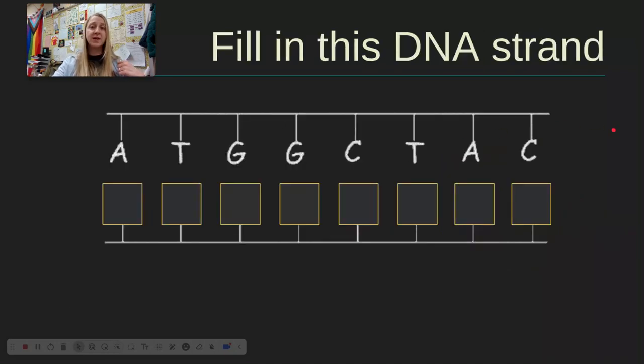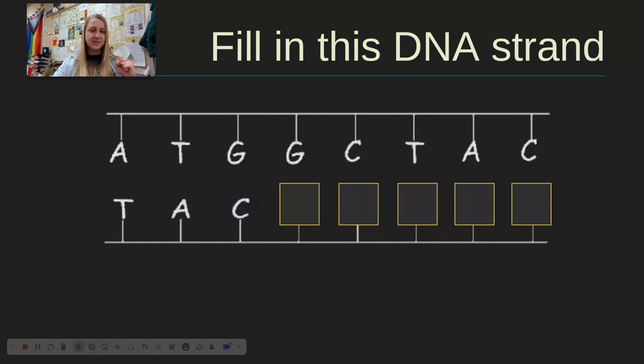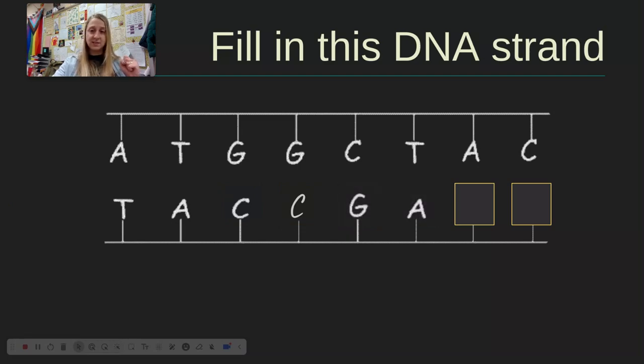Now let's put that into practice. So if A always pairs with T, the letter that would fill in this section of the DNA strand would be T. Okay? Take a second, pause me, fill in the rest of your DNA strand. We'll go through it together to make sure you get it right. All right, here we go. Hopefully you paused and filled it in. So we've got T, then A, then C, C, G, A, T, come on, T, and G.